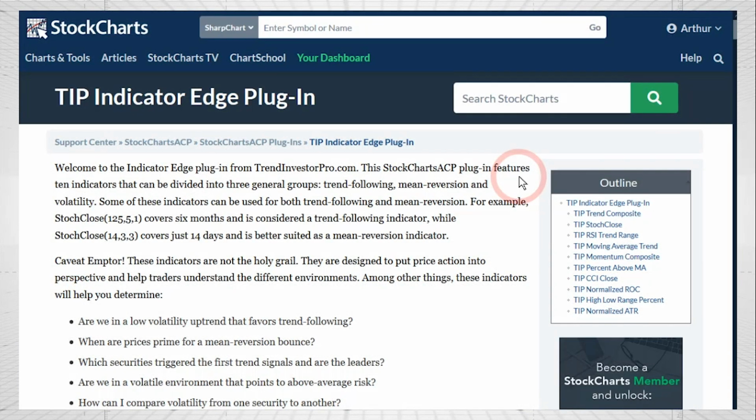So if you want to know more about these indicators, to see some written commentary with some chart examples, you can go to the help link at the top right of every web page, and then that'll take you to the support center. Choose StockCharts ACP, StockCharts ACP plugins, and you can find information on the Trend Investor Pro Indicator Edge plugin.